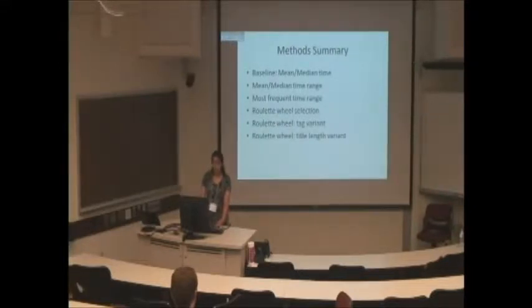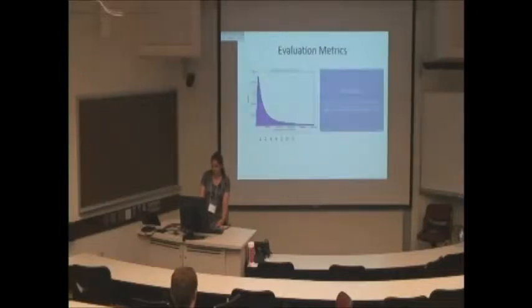So let's see which one did the best. In terms of evaluation metrics, this is the metric that we basically use, relative error. And this metric actually guarantees us the largest possible error. So we're not really cheating ourselves by picking out a smaller error than we actually should be.